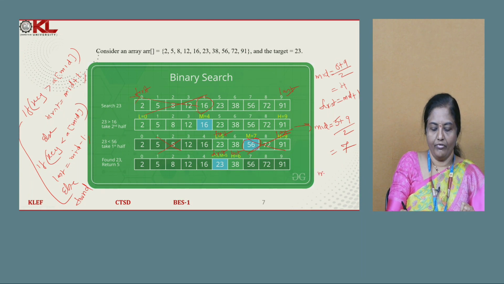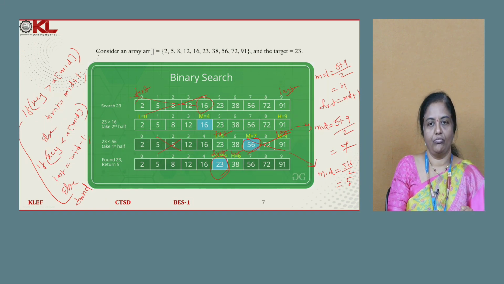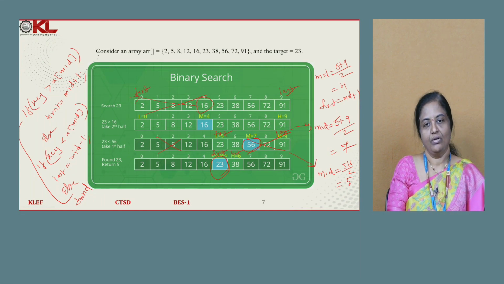And then for this iteration, calculate mid. Mid is equal to last plus first by 2, that is 5 plus 6 by 2, 11 by 2, that is 5. What is here at 5? 23. Compare 23 with 23. Yes, it is found. See how beautifully you are in the successful state.